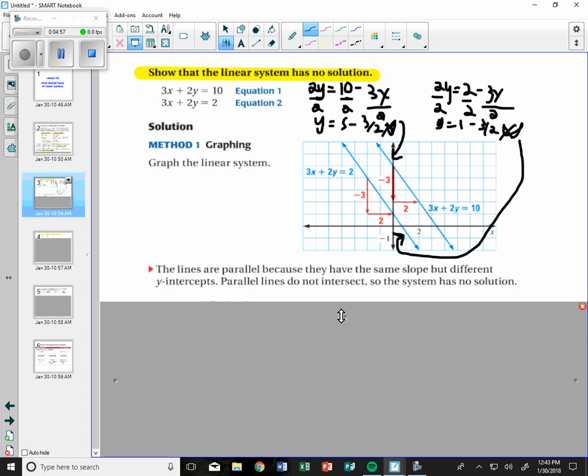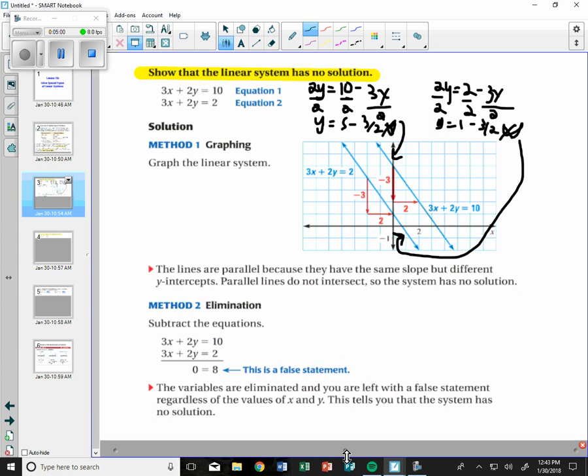Another method on how to solve these is actually using the elimination method.